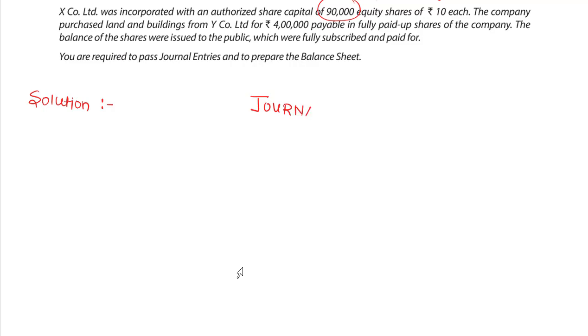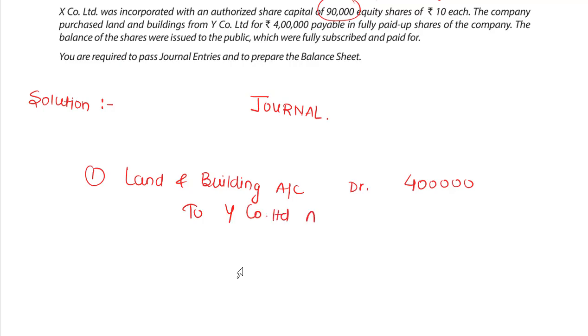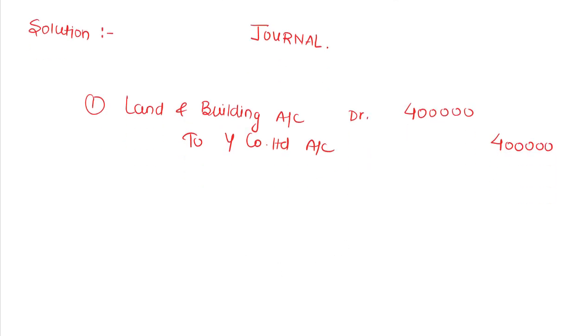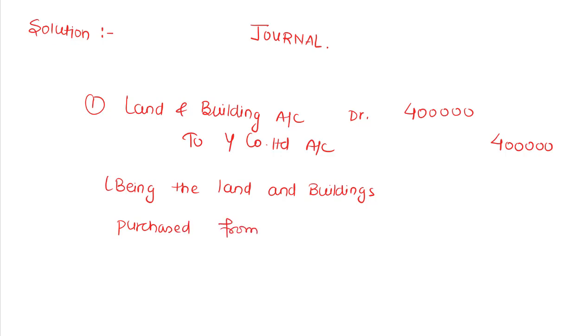Journal entries. First entry, land and buildings account debit 4 lakh, to Y Company Limited account 4 lakh, being the land and building purchased from Y Company Limited.